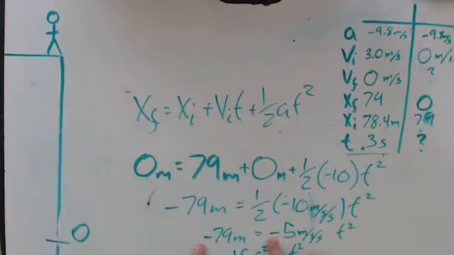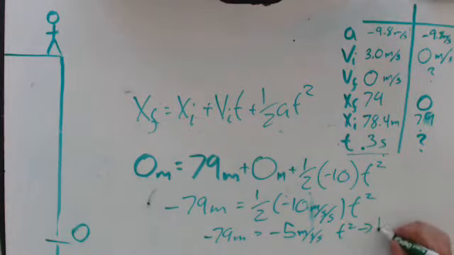Now the negative signs do cancel each other out. I didn't really tell you that. Looks like you can't see that, so I'm going to move that over to just right here. 16 seconds squared is equal to t squared. Take the square root of 16. That means 4 seconds. So my time for the second half of motion is 4.